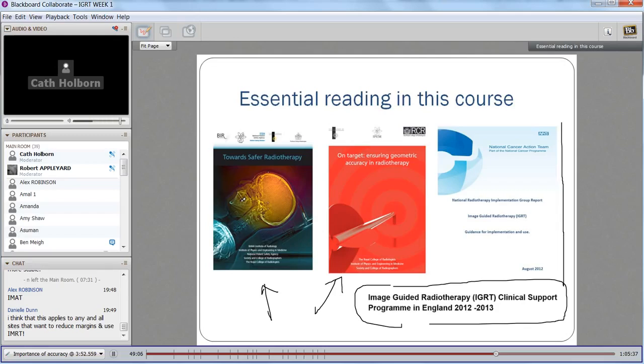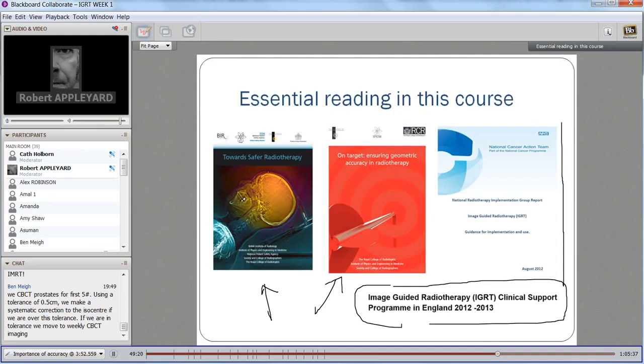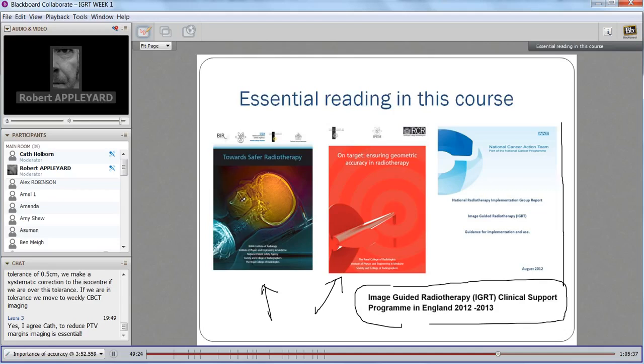It's a shame if it only comes down to time and in particular lack of training being the only reasons why we're not implementing daily online imaging. Yeah. Yeah, there's more people saying as well, down to capacity.